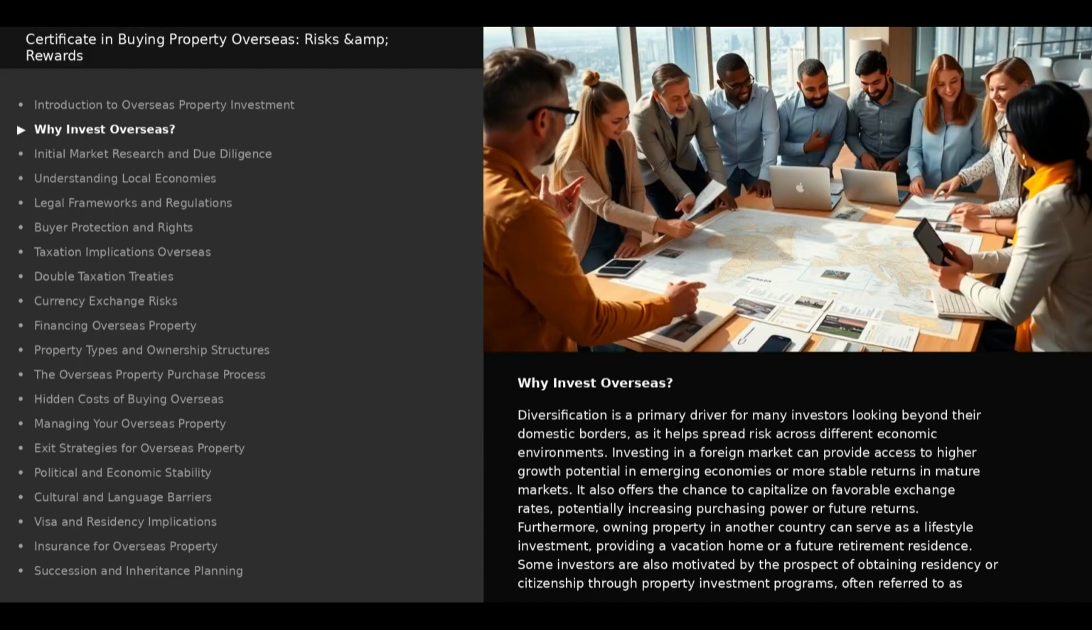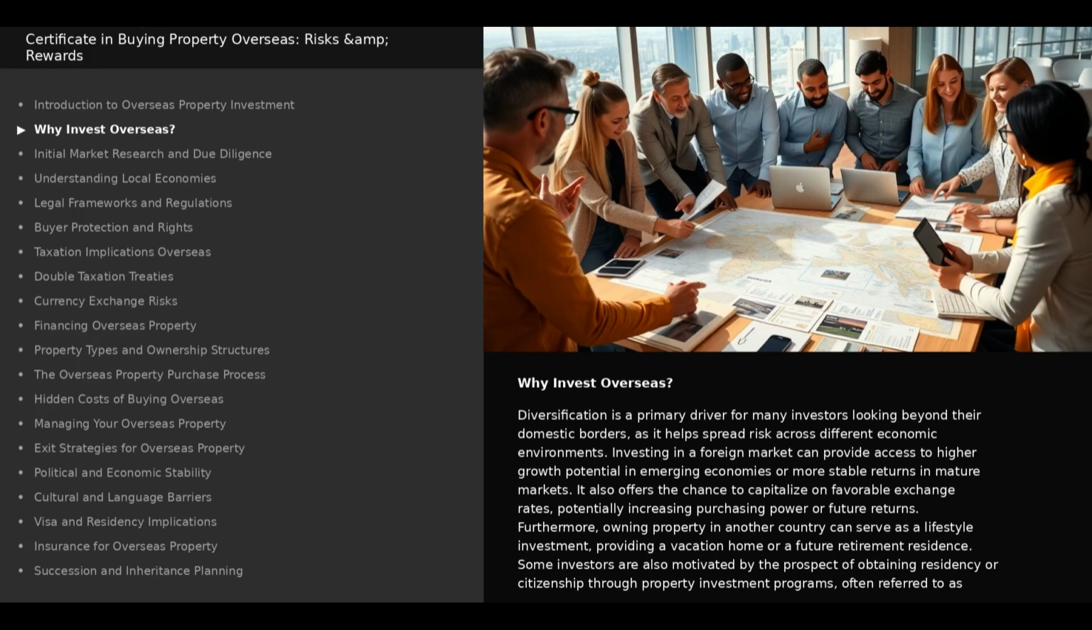Why invest overseas? Diversification is a primary driver for many investors looking beyond their domestic borders, as it helps spread risk across different economic environments. Investing in a foreign market can provide access to higher growth potential in emerging economies or more stable returns in mature markets. It also offers the chance to capitalize on favorable exchange rates, potentially increasing purchasing power or future returns.